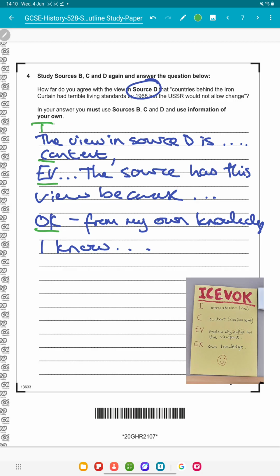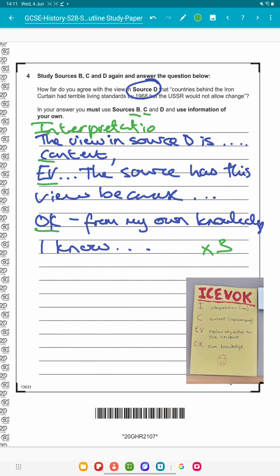The I here is interpretation. In other words, what is the view? Now you do that times 3. So once you finish that about source D, you move on then and look at source B and C and do the exact same thing. The view in source B is, in source B it tells us that.